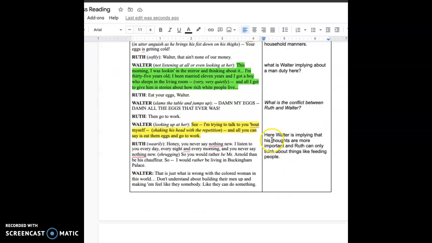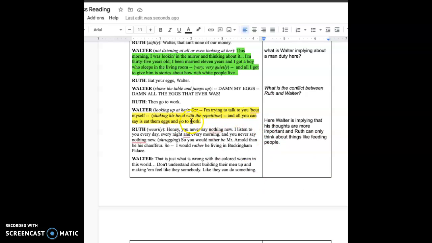All right. So down here we have another one. "See, I'm trying to talk to you about myself, shaking his head with repetition, and all you can say is eat them eggs and go to work." So again, Walter is implying that his thoughts are more important and that Ruth can only think about things like feeding people and him going to work.